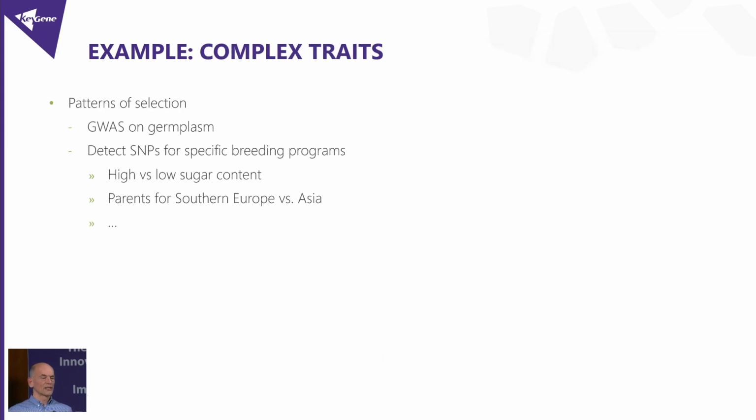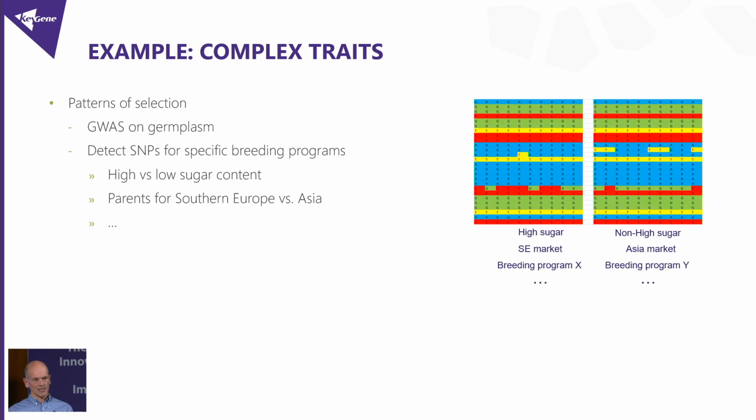The next example is going to complex traits. So currently, we're using GWAS experiments on germplasm sets. And by doing that, we can detect SNPs that are specific for breeding programs. And I show an example.